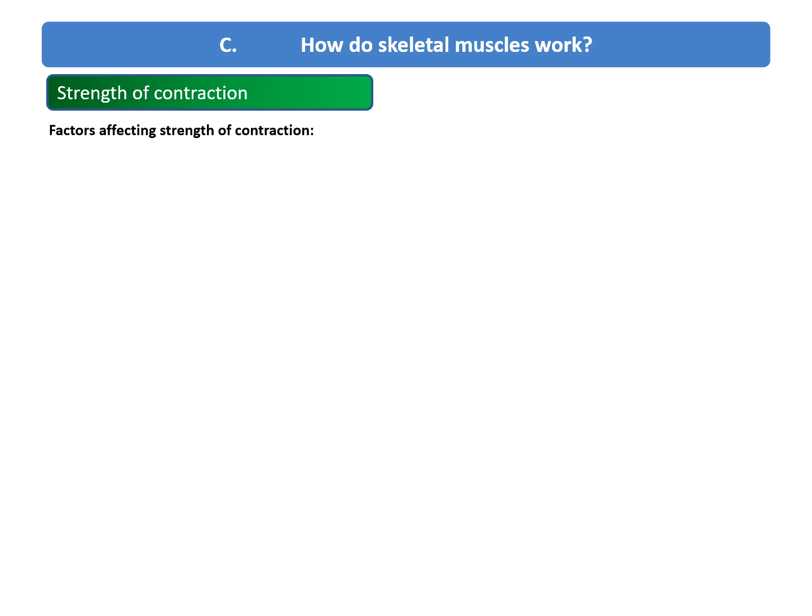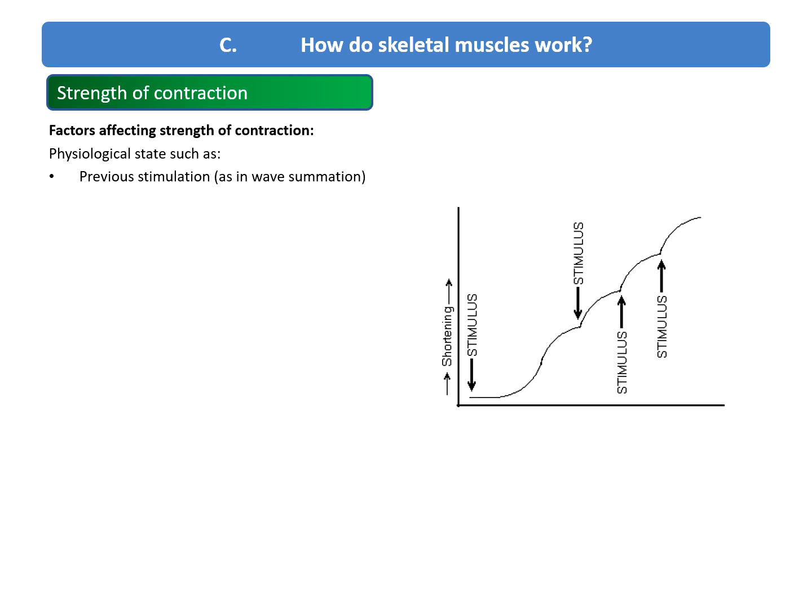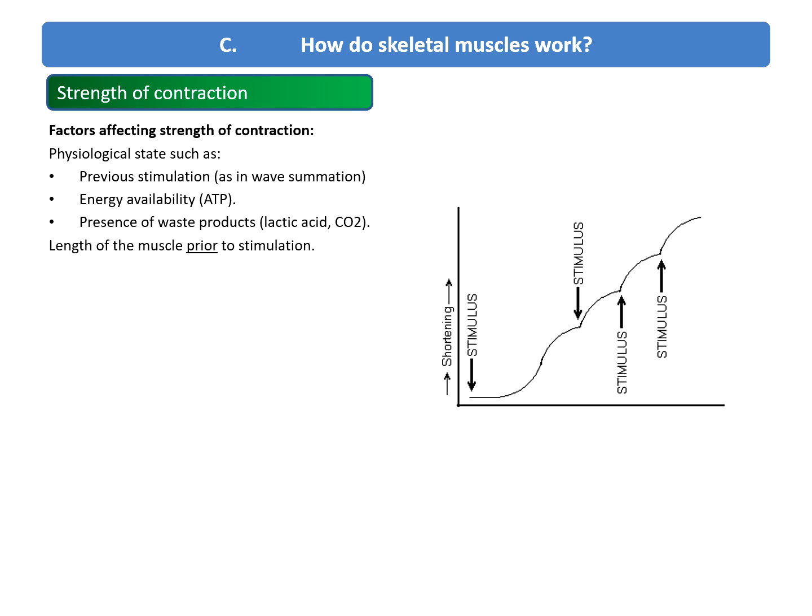There are several factors that affect the strength of contraction. One is the physiological state, such as the previous stimulus. If the stimulus occurs shortly after a previous one, the contraction is a little stronger. Wave summation. The energy availability. If ATP runs low, the contraction becomes weaker. Presence of waste products. If lactic acid or CO2 build up, the contractions may become weaker.